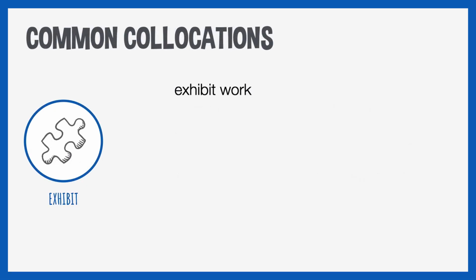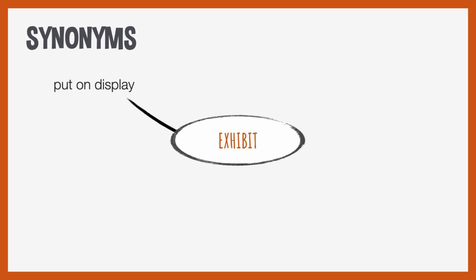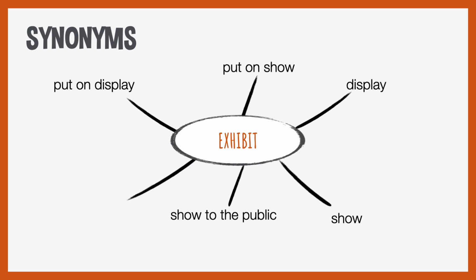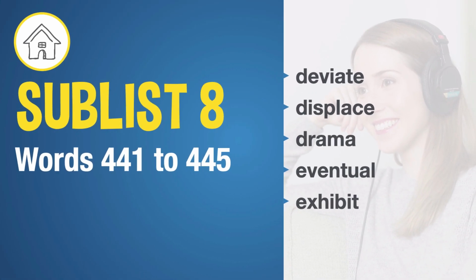Some common collocations: exhibit work, exhibit characteristics, exhibit properties. Something can be said to exhibit, and you can begin to exhibit something. Synonyms include put on display, put on show, display, show, show to the public, and put on public view. Exhibit. So here are the 5 words again: deviate, displace, drama, eventual, exhibit.